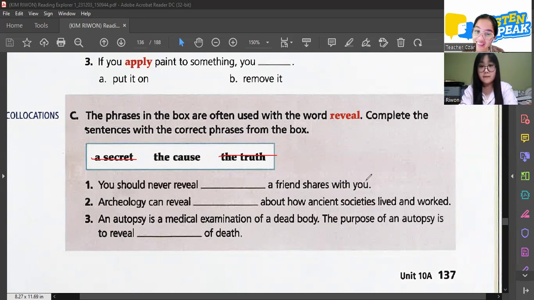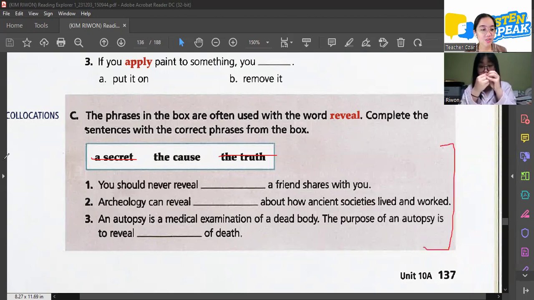Okay, let's have number 3. An autopsy is a medical examination of a dead body. The purpose of an autopsy is to reveal the cause of death. Okay, very good. So an autopsy, remember, is a kind of medical examination where you want to reveal the cause of the death of someone. Any questions about this one?